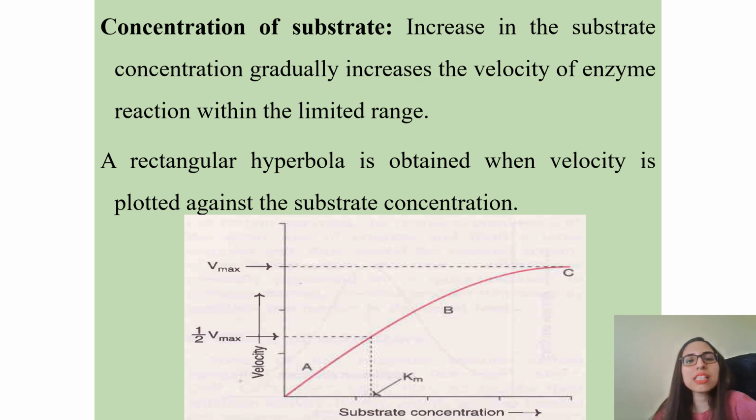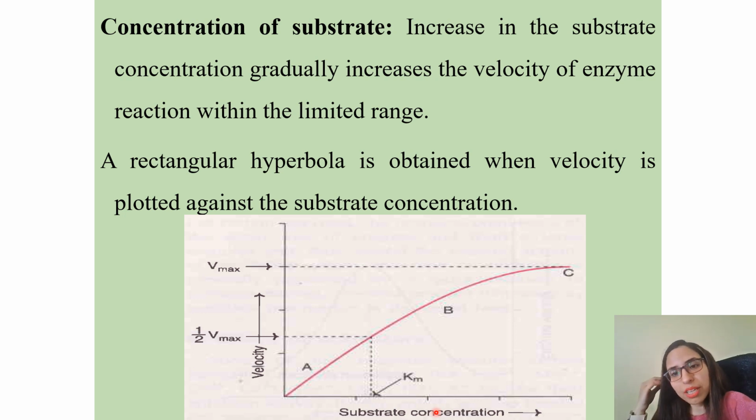Next, this is the same thing as I told you. It is hyperbolic in nature. A rectangular hyperbola is obtained when velocity is plotted against the substrate concentration. Now you know why velocity increases only up to a certain point. When we increase the substrate concentration, enzymes are not available to make a complex with the substrate, so there is no further increase of velocity. That is why, when we increase the enzyme concentration, velocity increases, but when we increase the substrate concentration, velocity saturates.